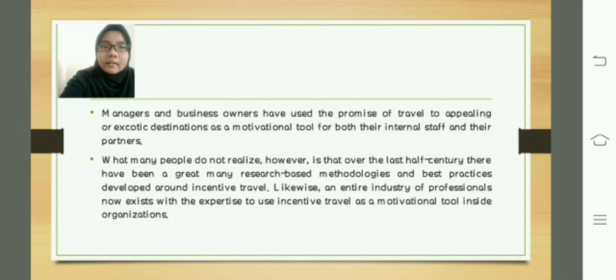Likewise, an entire industry of professionals now exists with the expertise to use incentive travel as a motivational tool inside organizations.